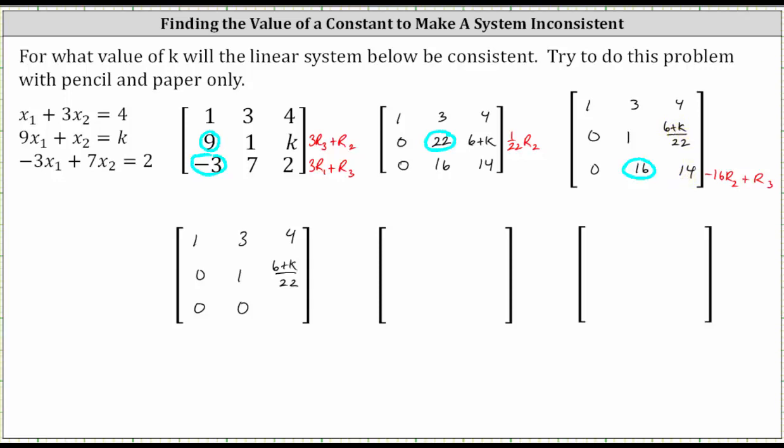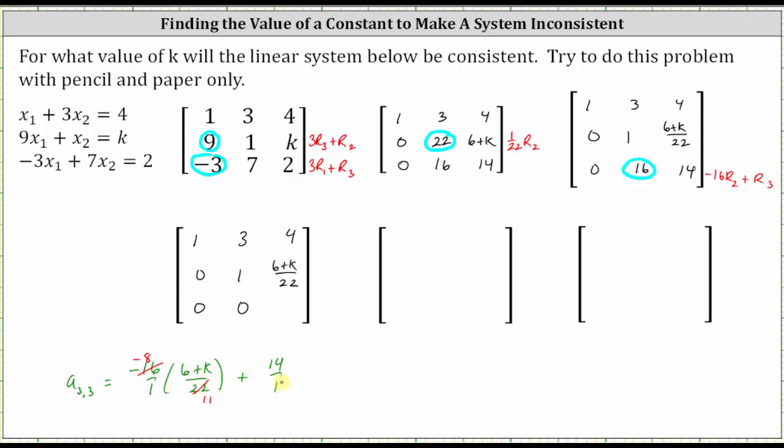Let's work this out below. The element in row 3, column 3 is equal to negative 16, or negative 16 over 1, times the quantity 6 plus k over 22, and then plus 14, or plus 14 over 1. Notice we can simplify before multiplying here. Negative 16 and 22 share a common factor of 2. 22 simplifies to 11. Negative 16 simplifies to negative 8. Notice now we have a denominator of 11.